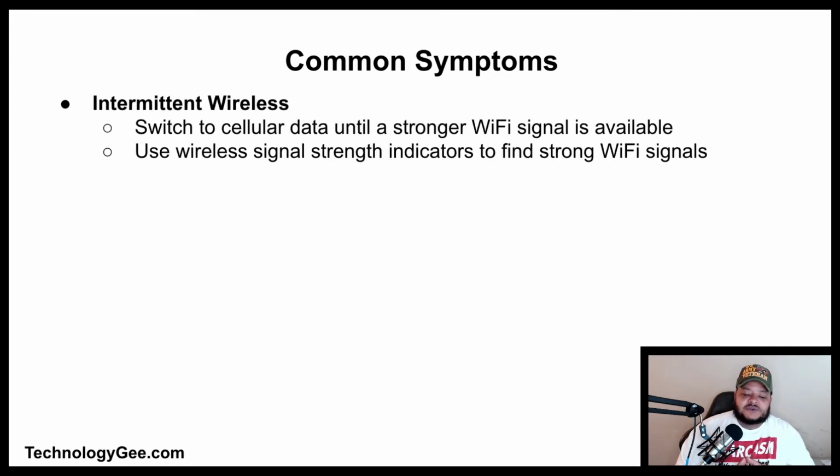Intermittent wireless issues. If the mobile device is experiencing intermittent Wi-Fi due to weak Wi-Fi signals, and the device has a cellular data connection, you need to switch to cellular data until a stronger Wi-Fi signal becomes available. Also, you can use wireless signal strength indicators that can help you locate strong Wi-Fi signals.